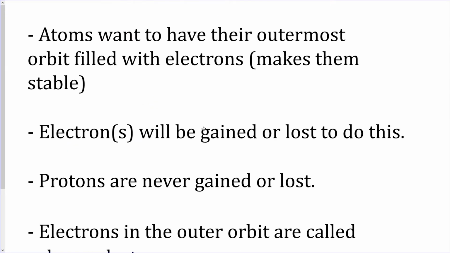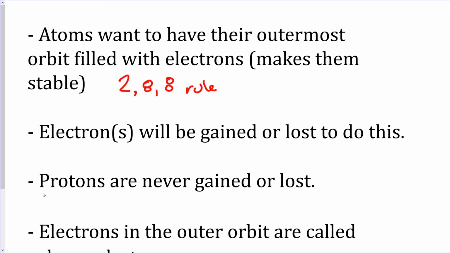All right, so why do they do this? Well, atoms want to have their outermost orbit filled with electrons. That makes them stable. So remember we had this 2-8-8 rule, and we said 2 electrons could go in the first orbit, 8 in the second, 8 in the third. If the first one is full, it would have all 2. If the second one's full, it would have 8. Third one would have 8. So if it's not already filled in one of these orbits, it wants to be filled. That makes it stable. And in order to do that, electron or electrons will be gained or lost.